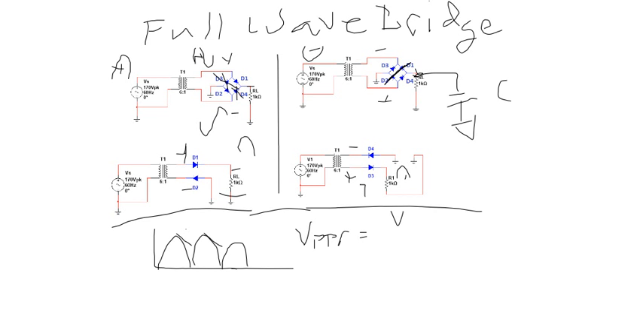It's going to be the peak output voltage over 2 F RL C, where this time the peak output voltage is going to be the peak voltage coming out of the transformer minus 2 diodes, or 1.4 volts.